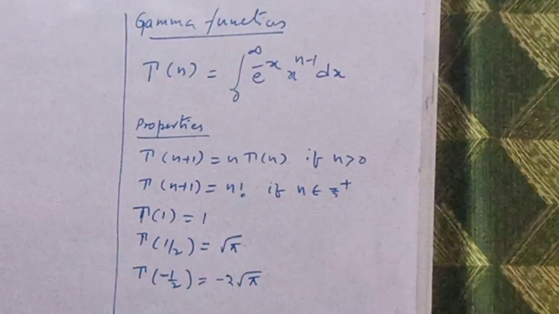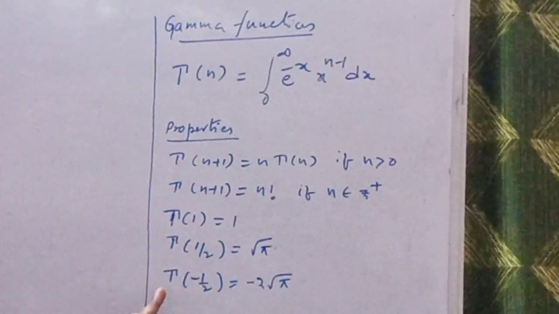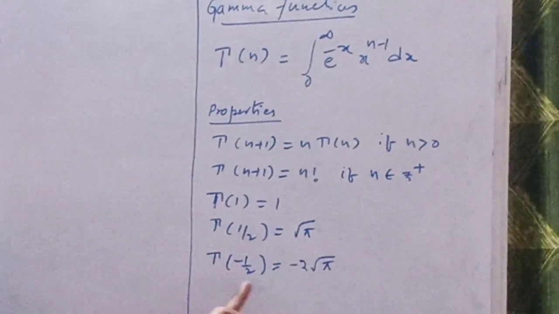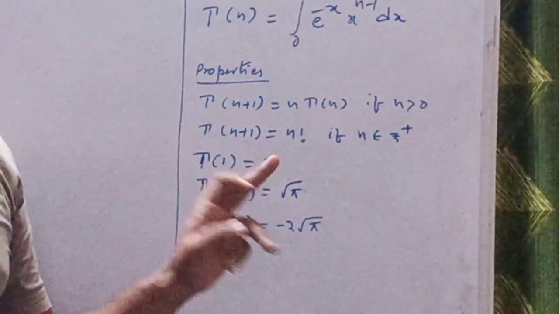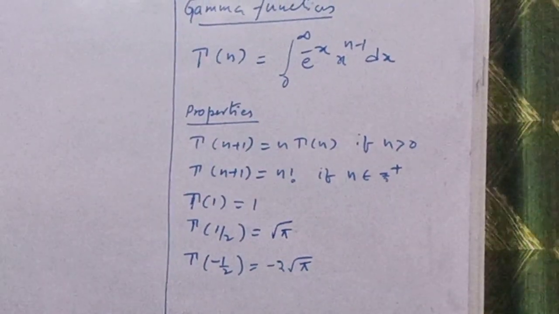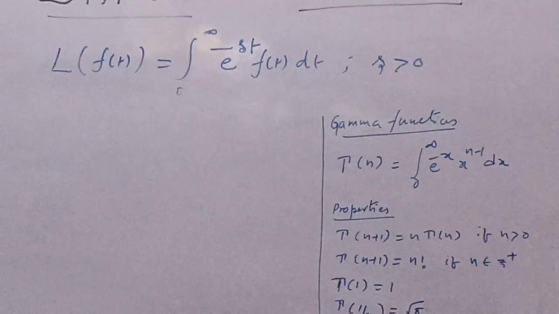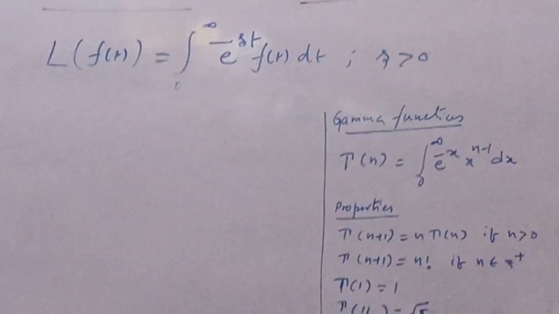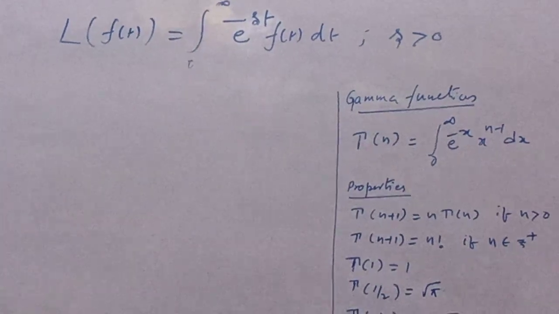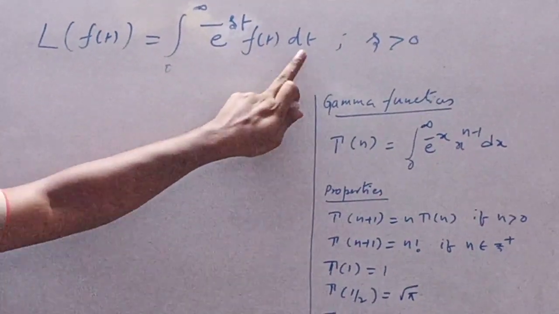And gamma of 1 equals 1, gamma of 1/2 equals root pi, and gamma of minus 1/2 equals minus 2 root pi. So using the properties and definition of gamma, we can calculate the Laplace transformation of t to the power of n. As per the formula, the Laplace transformation of t^n equals the integral from 0 to infinity of e^(-st) f(t) dt.